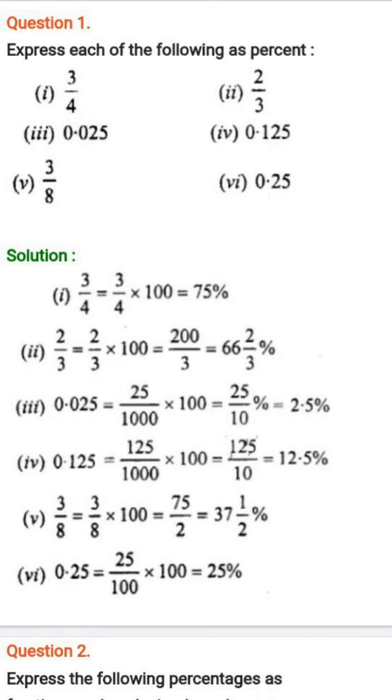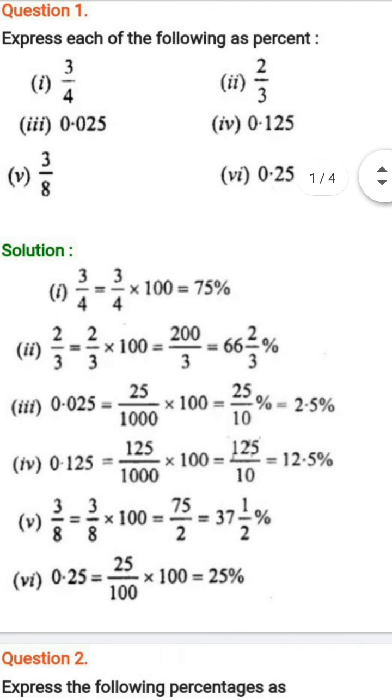2 upon 3 is there, the denominator is not 100, so multiply it by 100. 2 upon 3 multiplied by 100. After doing the multiplication and division, you will get 200 upon 3. 200 upon 3 we can write as a mixed fraction, 66 and 2 upon 3 percent. And keep in mind, at the end we must write the percentage sign.